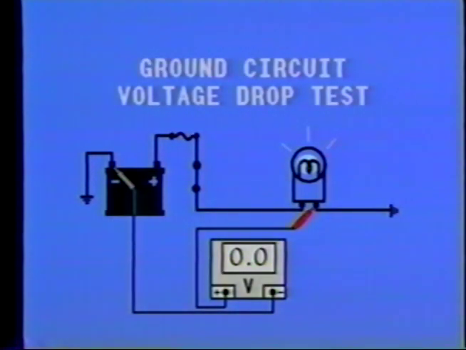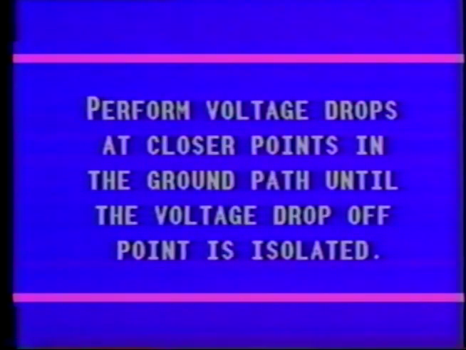Using the voltmeter, as we did in the feed circuit voltage drop test, connect between the ground terminal of the load and the negative post of the battery. Again, you should see 0.2 of a volt or less for the low amperage circuits and 0.5 of a volt for the starter circuit. If you see a higher voltage drop, perform voltage drops at closer points in the ground path until the voltage drop-off point is isolated.